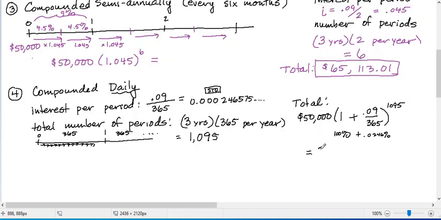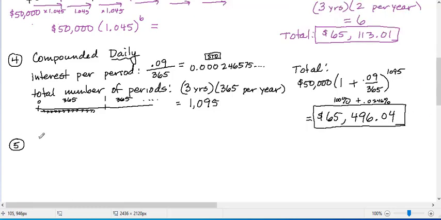I got $65,496.04. So even though I went from 2 times a year to 365 times a year, I've only gone up about $380 over the total over all those years. And even if I went to like compounding it every second, it doesn't get a whole lot bigger than this.